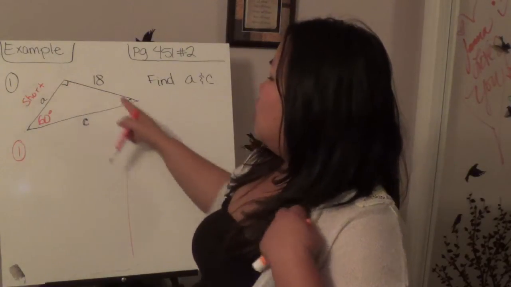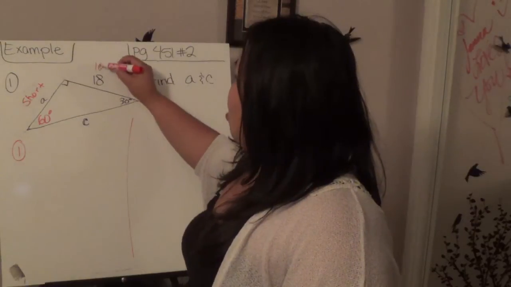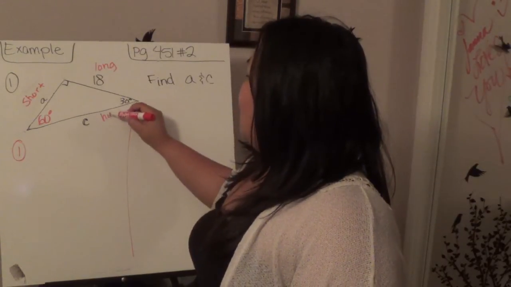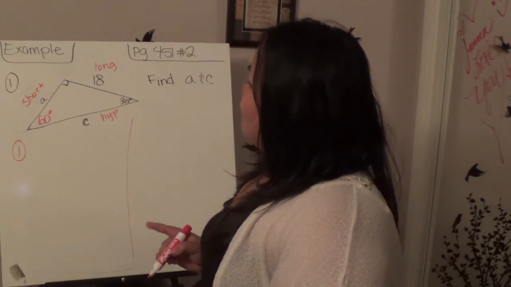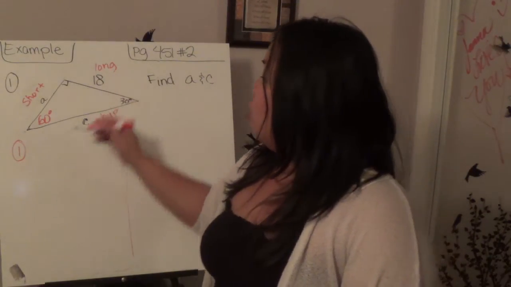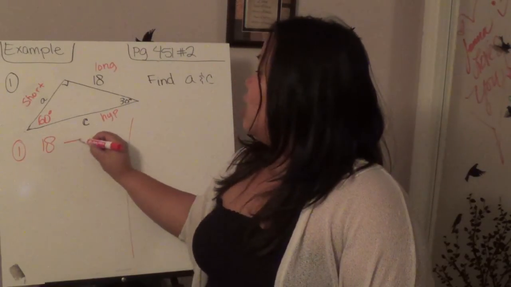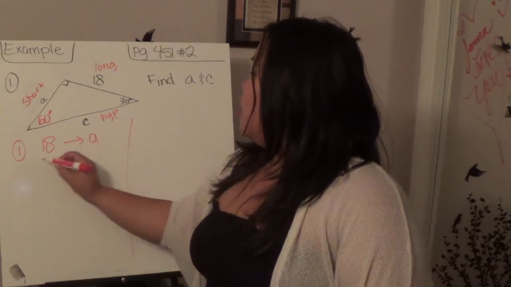The long leg is from 90 to 30. Okay? So 90, 60 is the short leg. This is my long leg. And this is my hypotenuse. In this case, I always have to relate things to the short leg. So I can't go straight to the hypotenuse. So I have 18 and I want to find A.